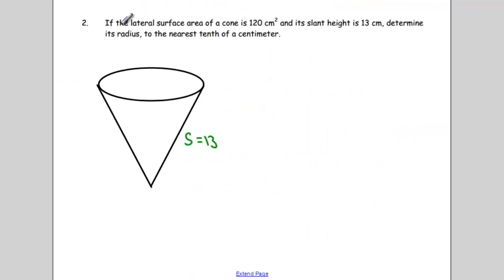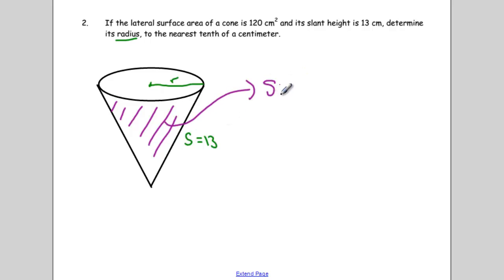So here's another problem. Let's say we know that on a cone, the lateral surface area is 120 centimeters squared. And this cone has a slant height of 13 centimeters. Can we find the radius? Can we find this distance from the center of the cone to the outside? The lateral surface area refers to the part of the cone that, if you're eating an ice cream cone, you'd be grabbing. That's the lateral surface area. So that has a surface area of 120 centimeters squared.